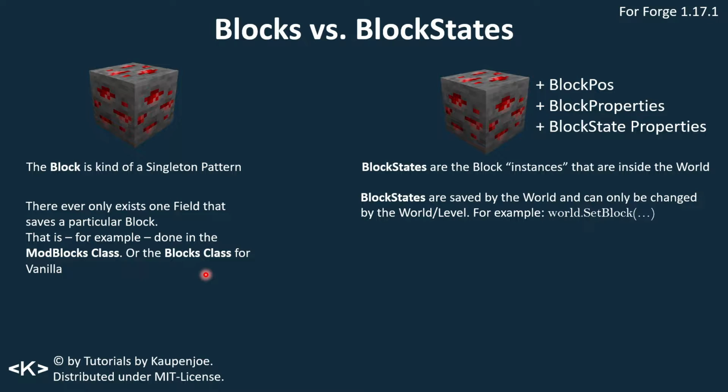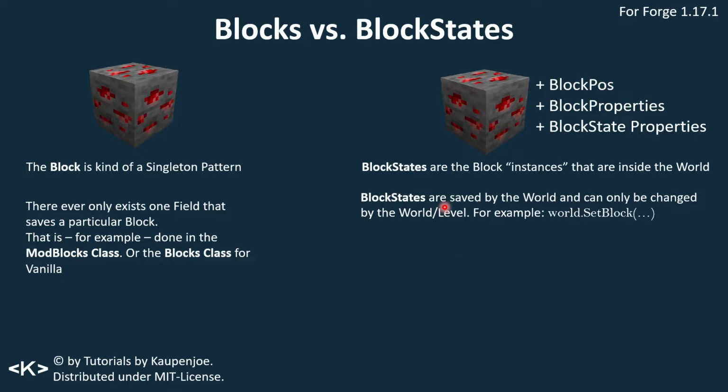That doesn't exist because the actual block, like I said, singleton pattern, only exists once, but the block states, those are sort of the instances of a particular block inside of the world. So a block state saves the block position, the block properties that we're assigning in the ModBlocks class, for example, and then also the block state properties. And this is basically the focus of what we're going to be talking about in this tutorial here.